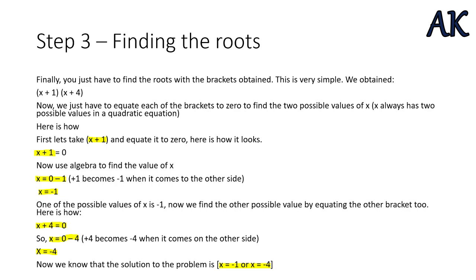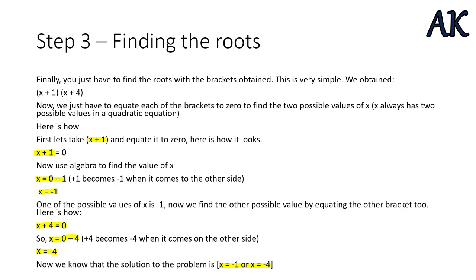First let's take x plus 1 and equate it to 0. Here is how it looks: x plus 1 equals 0. Now use algebra to find the value of x. x equals 0 minus 1. So, x equals minus 1. One of the possible values of x is minus 1.